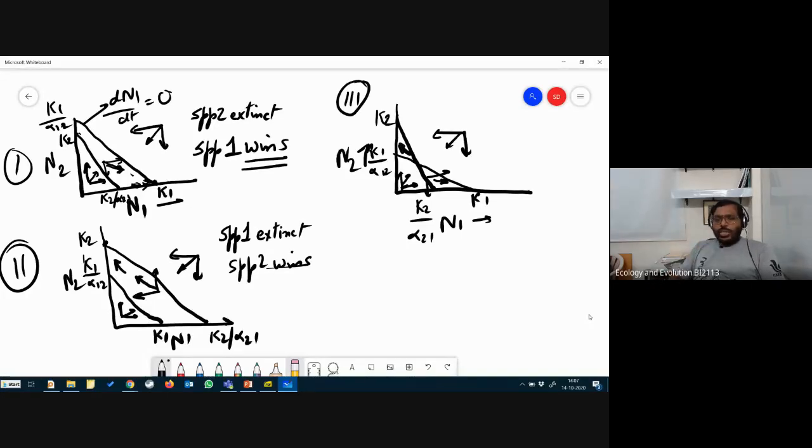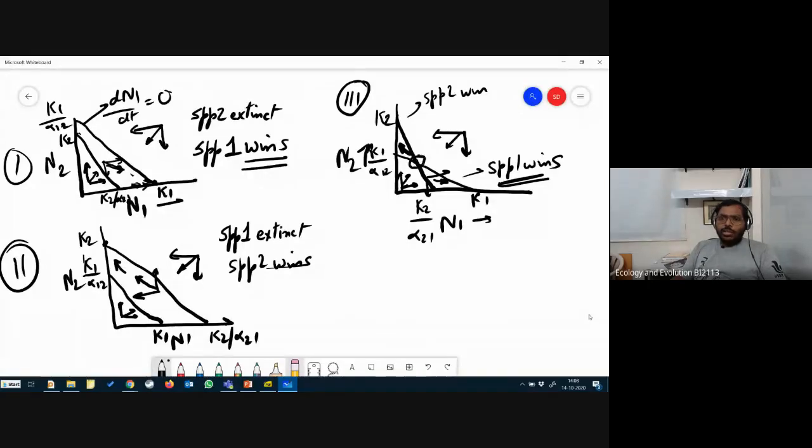Okay, so which essentially means that wherever you are, you are going to be pulled towards this point, and then if you end up on this side, in this triangle, then species 2 will win, and if you end up on this side, then species 1 will win. Correct?